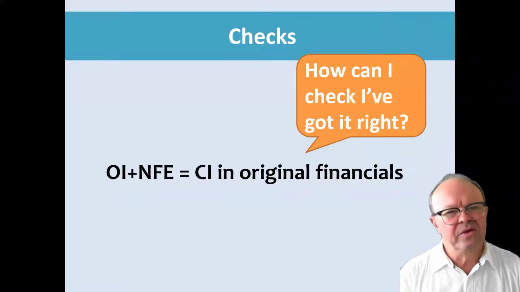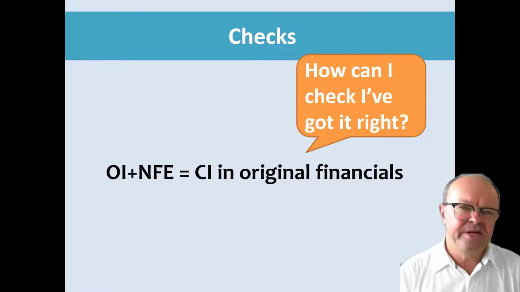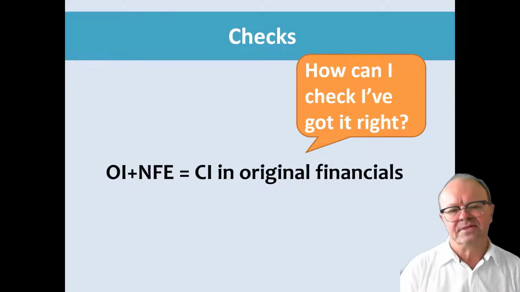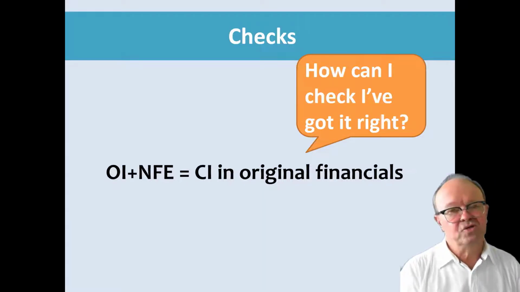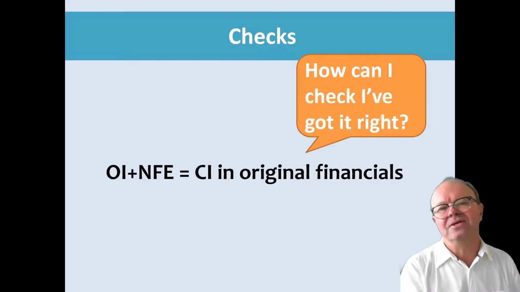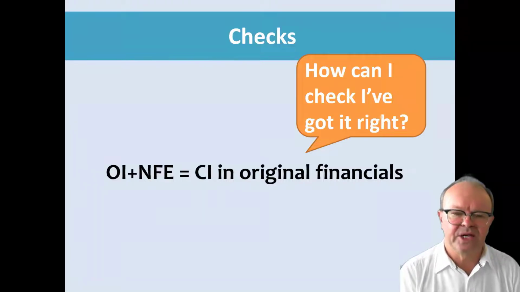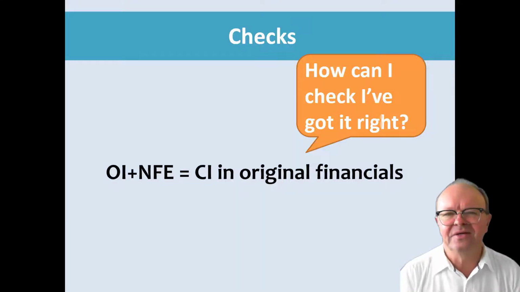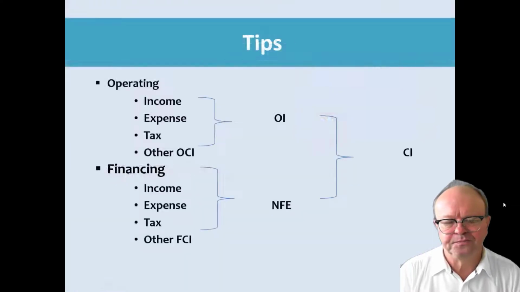Another way of checking whether you've got it right, it might all look pretty good. You can check that the operating income plus your net financial expenses equals the comprehensive income in your original financial statements. So the comprehensive income in your restated income statement should be the same, obviously, as your comprehensive income in your income statement in your financial statements worksheet. So you can check that nothing's happened there. If that's right, then you can think of it as your income statement's balancing. But if it's not right, you've made an error somewhere.